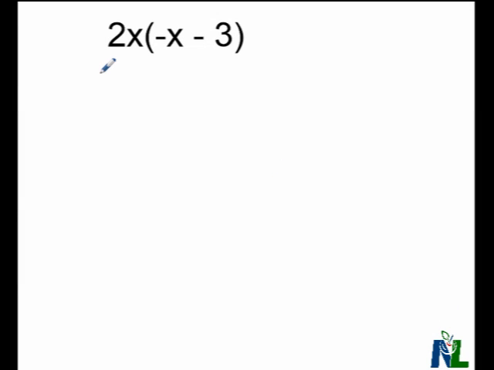This video is going to demonstrate how you can model multiplication involving two different polynomials using algebra tiles. Now, when you multiply two things together, you can represent the product as the area of a rectangle or even a square. So we have our first polynomial, 2x. Our second polynomial is negative x minus 3. So we're going to set up an area model using algebra tiles.